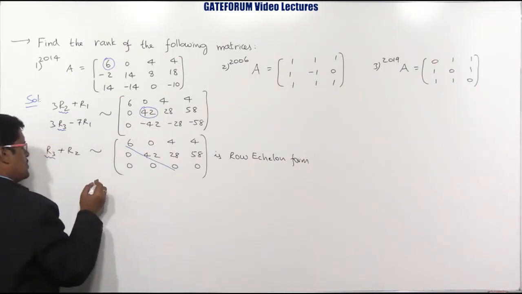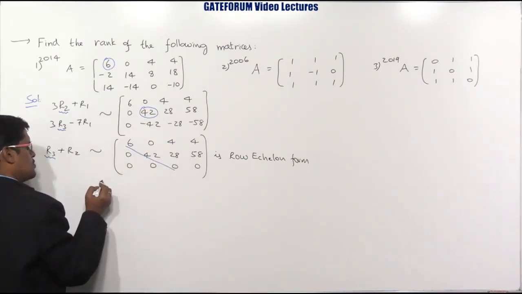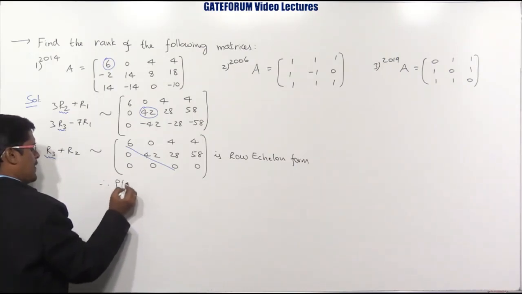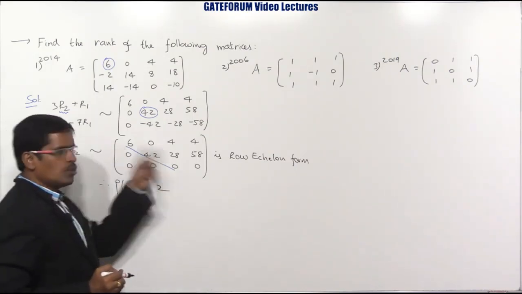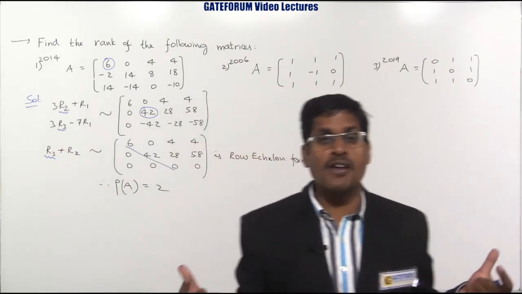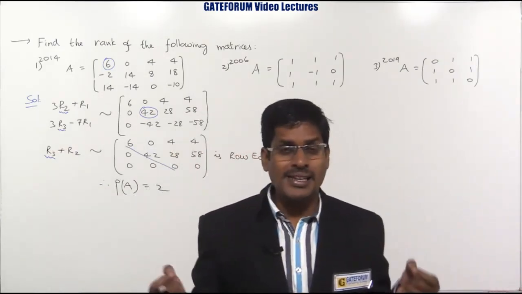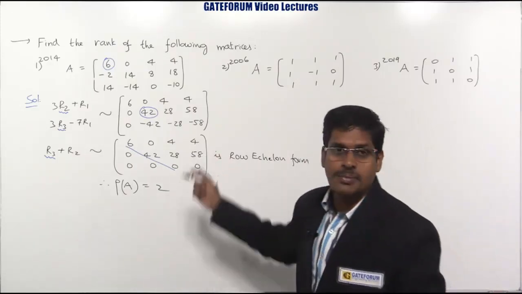Okay. So how many non-zero rows? 2 non-zero rows. Okay. So therefore, rank A, the symbol stands for rank, is equal to 2. What is that 2? 2 non-zero rows. What is the definition of the rank of a matrix A? The number of non-zero rows after the matrix A satisfies the row echelon form conditions. That is the easiest method.